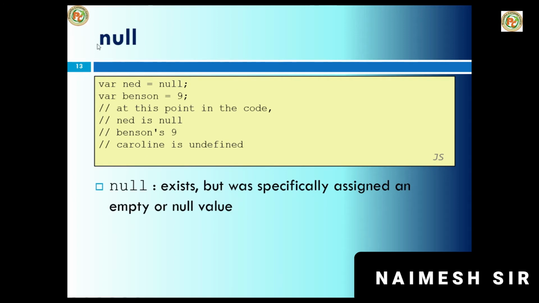Now next is null, which means nothing. Null is different from space and zero. Okay, null is different from space and zero. So for example, here one variable is declared, and it is null. Later on we can assign a value to it. That is called null. Now here 9 is there, so the value 9 will be stored. Null means it exists but was not specified or assigned, it is an empty or null value. Currently it does not have any kind of value.